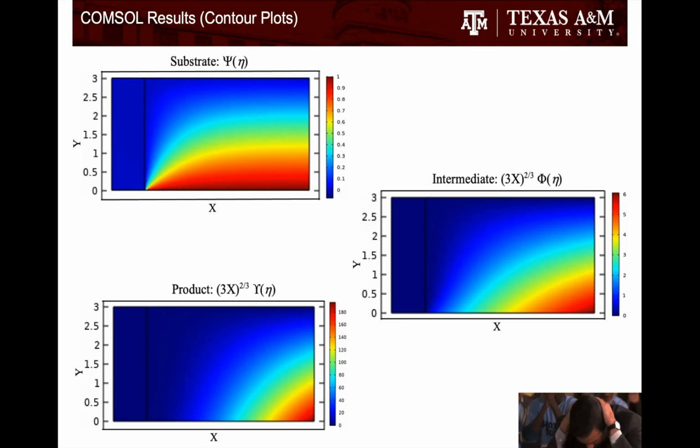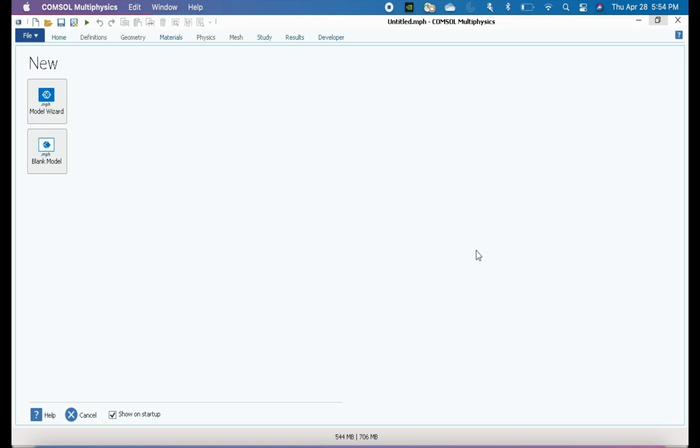These are our results for the COMSOL simulation for the contour plots for substrate, intermediate, and product. We'll look into them further in our COMSOL file. So here we have our COMSOL simulation file open. We will show you a brief description of how we can set up a new COMSOL module. So let's start with it.